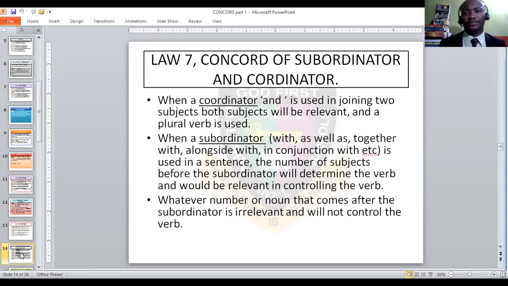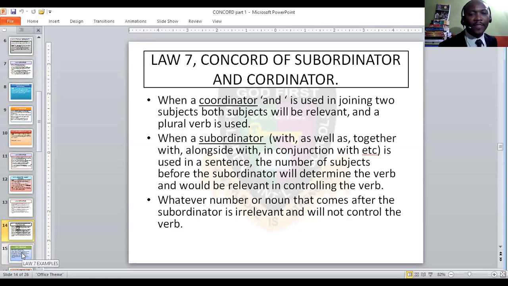But when a subordinator is used, what do we mean by subordinating conjunctions? We have with, as well as, together with, alongside with, in conjunction with, and others. When they are used in a sentence, the number of the subject before that subordinator will determine the verb and will be relevant in controlling the verb. That means when it's singular, the verb will be singular. The subject before the subordinator is the one that controls the verb. Every other subject that comes after the subordinator, whether 20 or 10, will become irrelevant and will not help in controlling the verb.